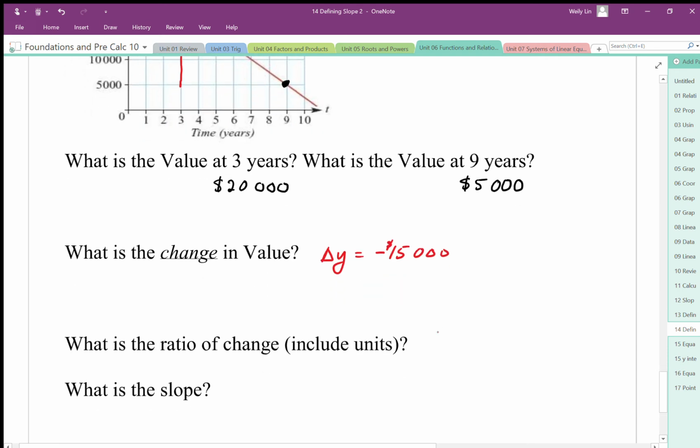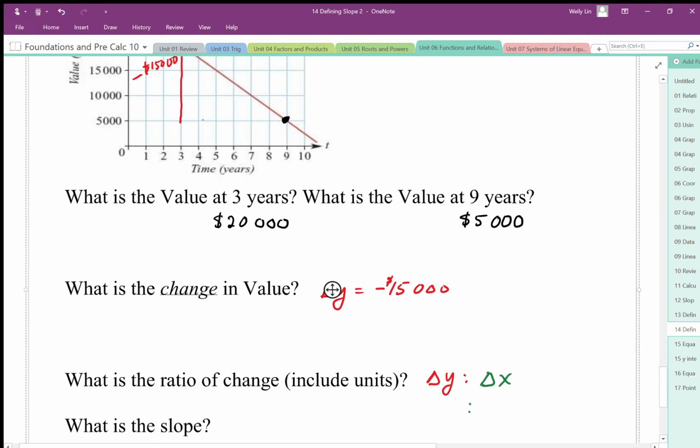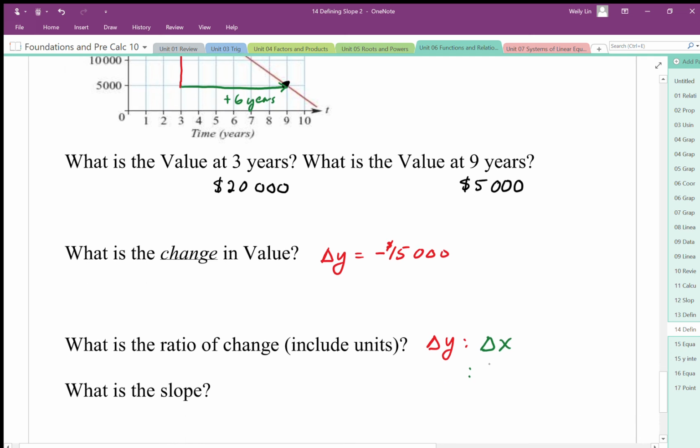So the ratio of change, the change in y compared to the change in x. Okay, so we have to work out the change in x here. The change in x is going to be from 3 to 9. So 9 minus 3 is positive 6 years. Remember, if we want to get the right direction, we want to do end minus start. So we get positive 6-year change, and the change in the value is going to be negative $15,000.